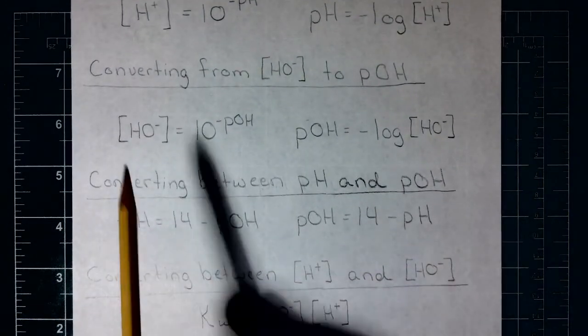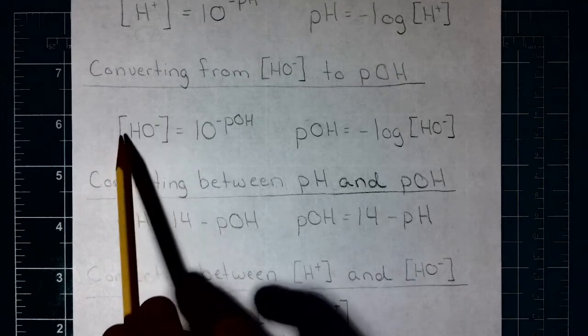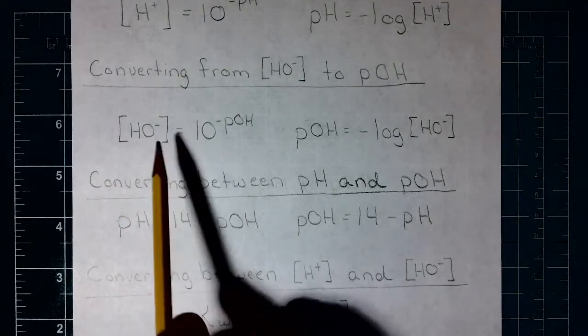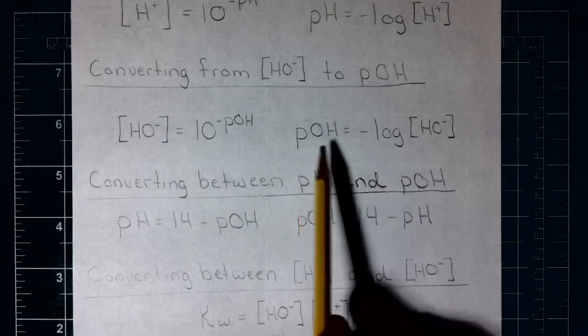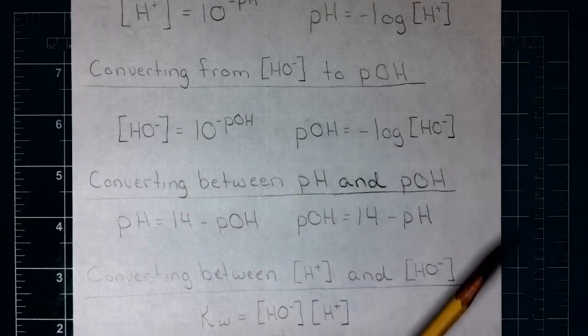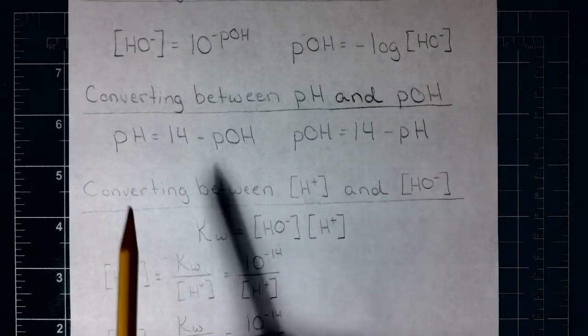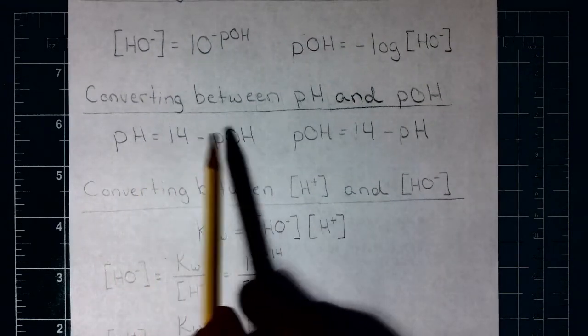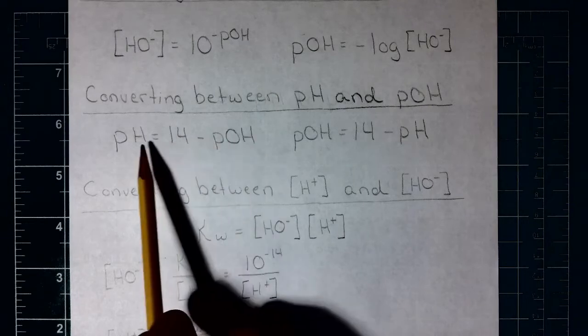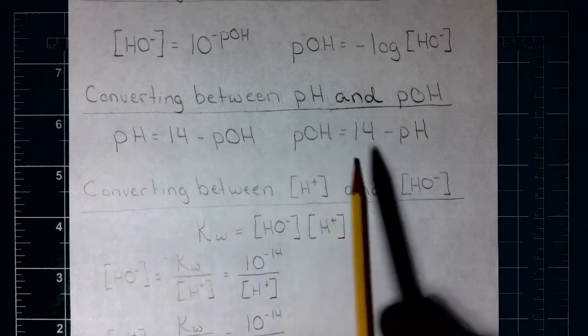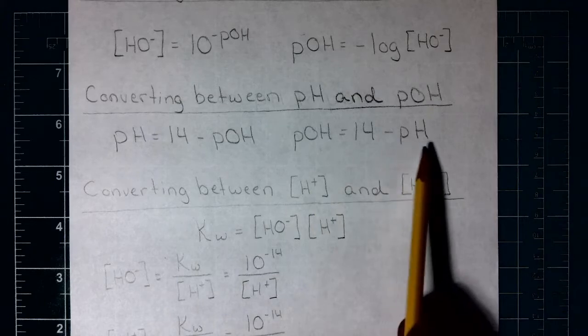We can do the exact same thing with the concentration of hydroxide ions and pOH to interconvert between those. And when we want to convert from pH to pOH, we do 14 minus the pOH is going to be the pH, and the pOH is going to be 14 minus the pH.